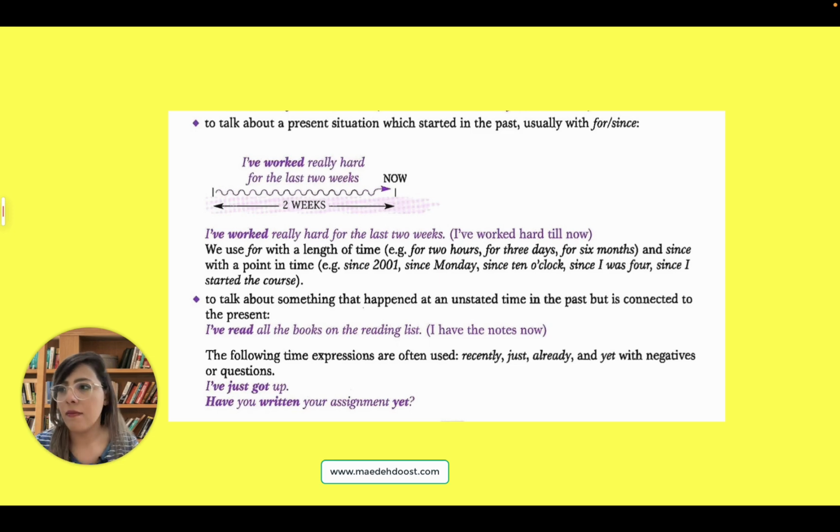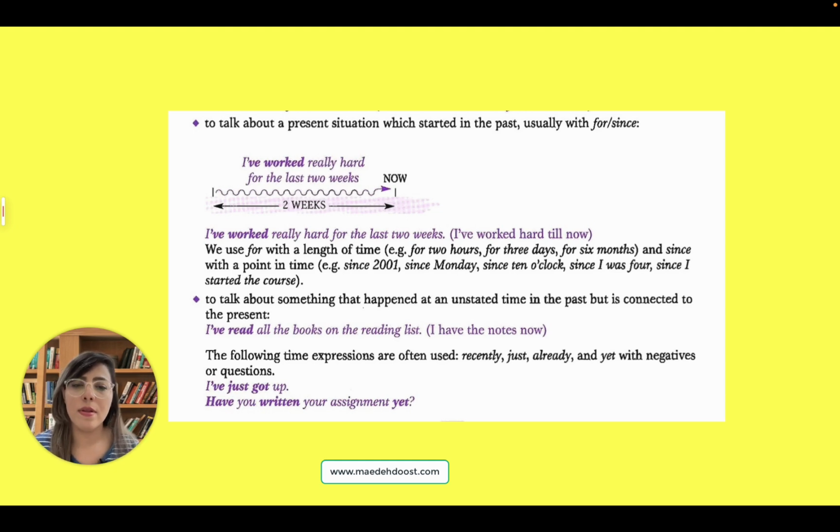Or even, for example, I can show you I have done all of my homework. I've done my homework. What is the result? The result is in my notebook. I have my notes and these are my assignments. So I can say I've done my homework, I've done my assignments, I've done my project. So when the result continues up to now.